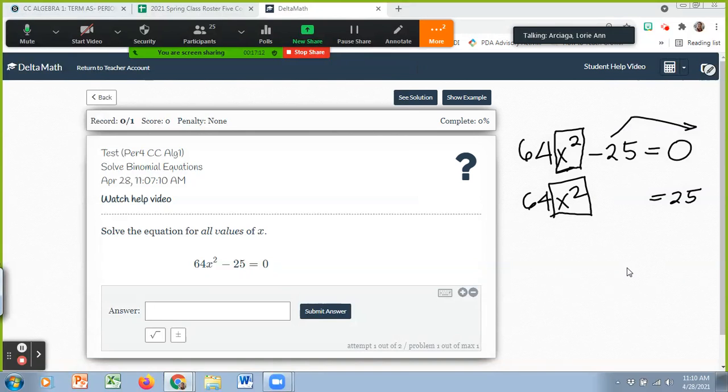Okay, so as I have said, we want to get the squared expression alone, so x squared. Everything else we toss to the other side. So now we want to get rid of the 64, so we have to divide both sides by 64.